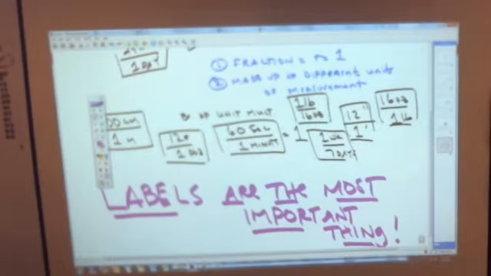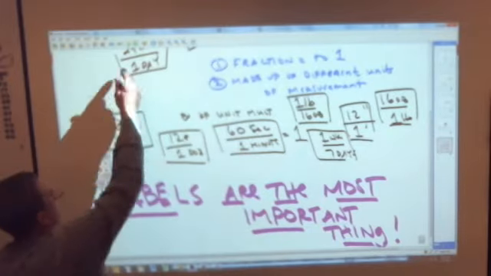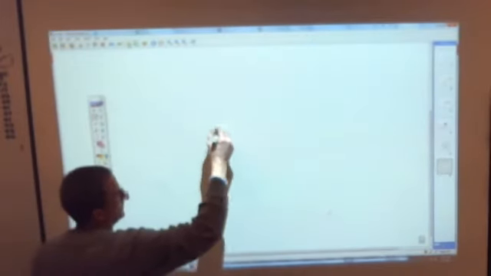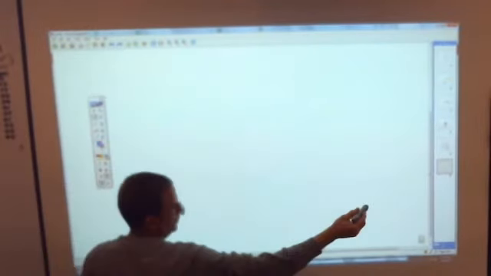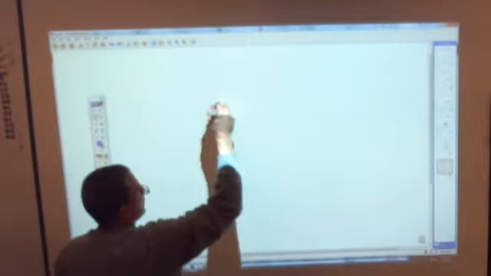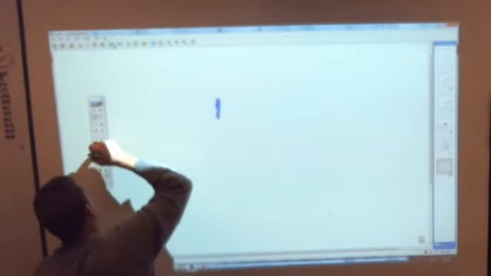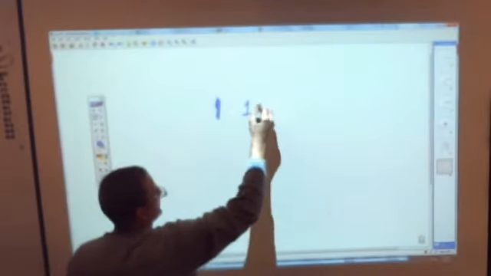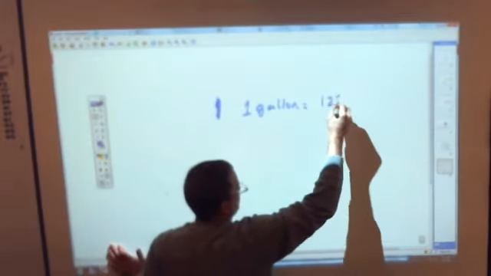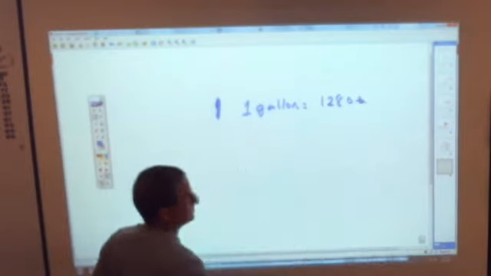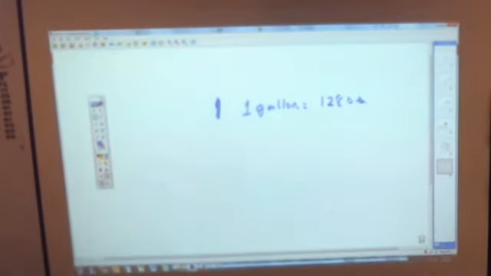Okay, I'm going to give you an example and then we're going to do it. And we'll talk about it because I need an example to show you this. First of all, here's the deal. Write this down. The book will tell you something like this. 1 gallon equals 128 ounces. 1 gallon is 128 ounces.